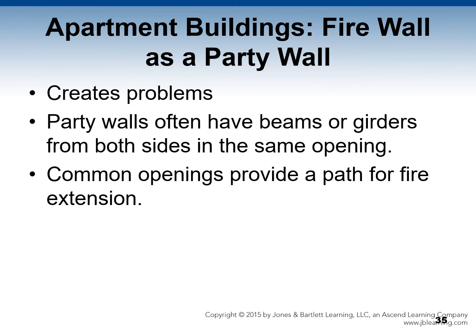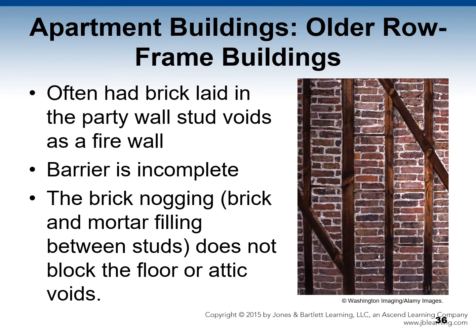Firewalls as a party wall. These create problems. Party walls often have beams or girders from both sides in the same opening. Common openings provide a path for fire extension. With older row frame buildings, they often had brick laid in the party wall stud voids as a firewall. You see an example of that in this picture right here on this slide. The barrier is incomplete, and the brick nogging, which is the brick and mortar filling between studs, does not block the floor or attic voids.